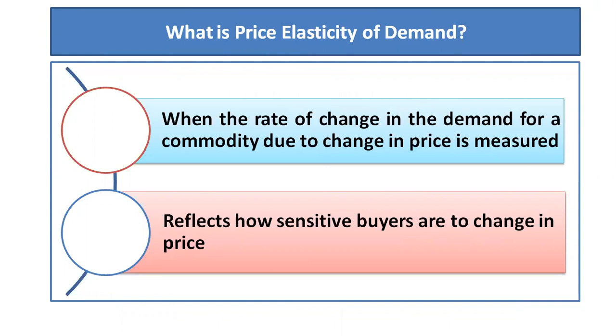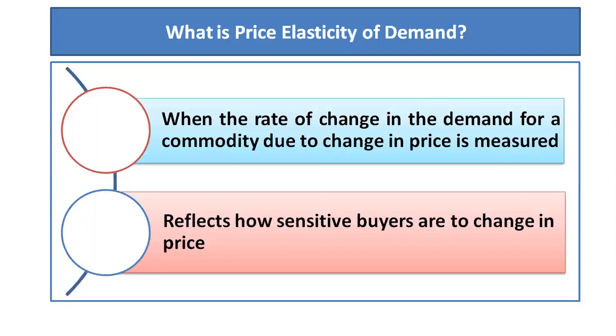Elasticity of demand always measures the responsiveness or the sensitiveness of the quantity demanded of a commodity to the change in any one of the variables on which demand depends. These variables may be price of the commodity, price of the related commodities, income of the consumers, and many other factors on which demand depends.